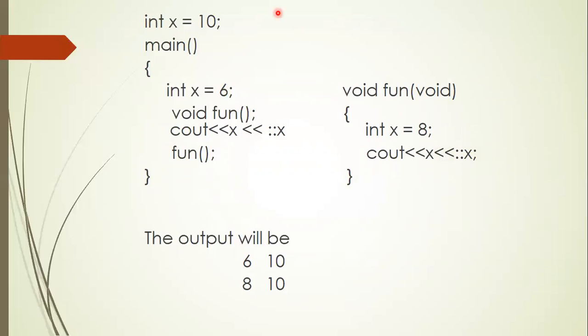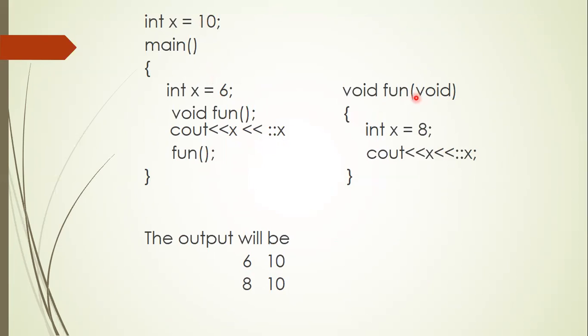Similar to the previous example, here the global variable is x, the local variable is also x, with the value 6. Then cout x. In the first cout, I am displaying x without the 2 colons, so it displays the local value of x, meaning x is 6 is printed. Then 2 colons x means it displays the global x, meaning x equal to 10. Then call the function called fun.